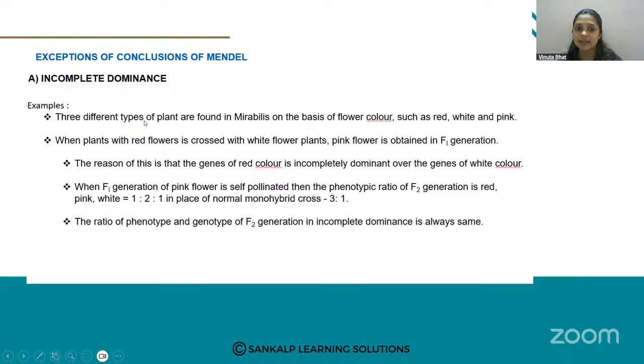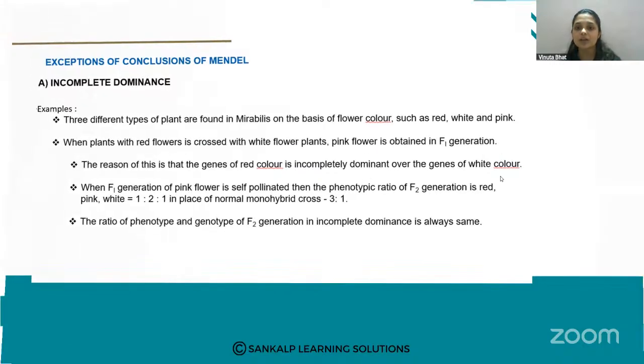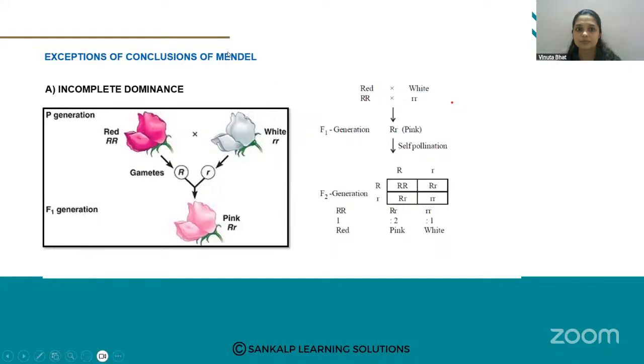Here three different types of plants are found in Mirabilis on the basis of flower color, such as red, white and pink. Okay, when the plants with red flowers are crossed with the white-flowered plants, pink flowers are obtained in the F1 generation. The reason for this is that the gene for red color is incompletely dominant over the gene for white color. So here incomplete dominance. Okay, so Mirabilis jalapa, the 4 o'clock plant, or snapdragon, the dog plant, produces three types of flower.